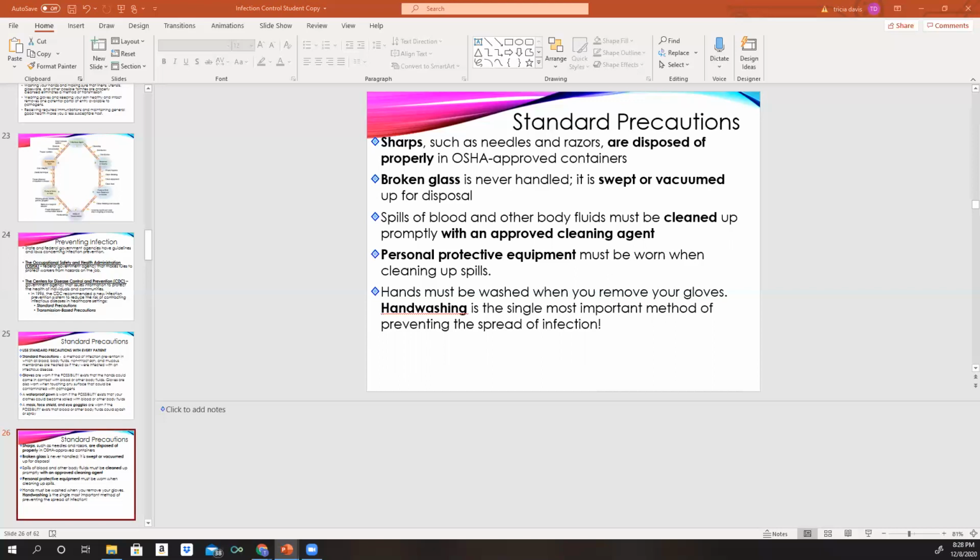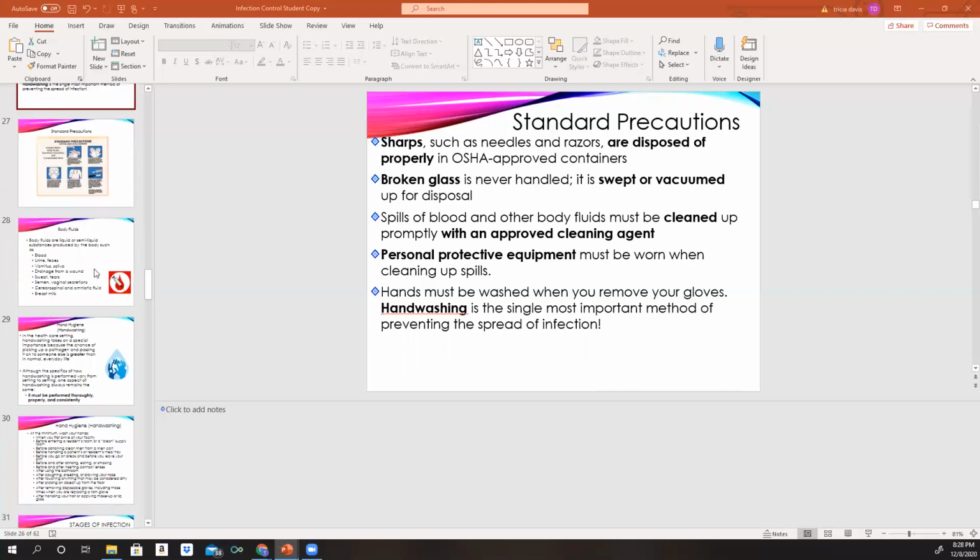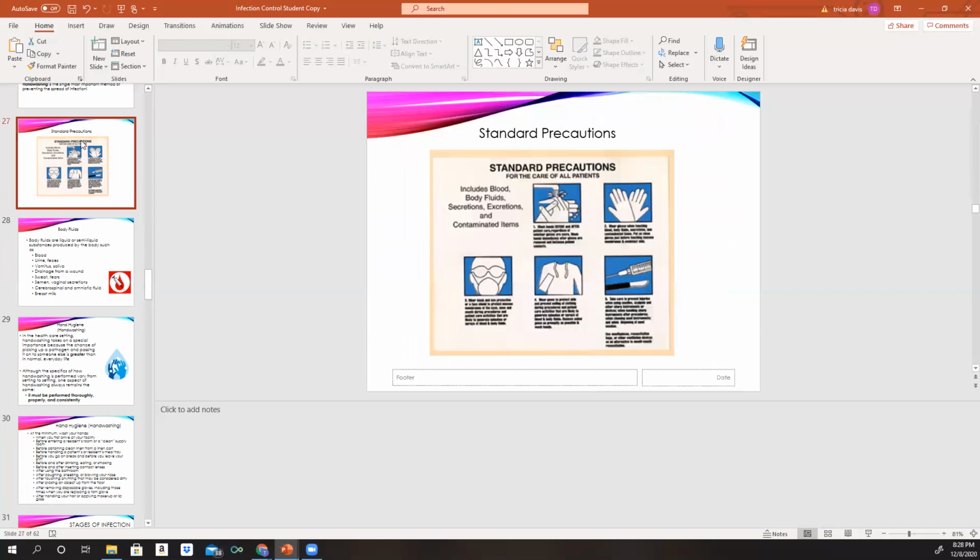And then hands must be washed when you remove your gloves. So hand washing is the single most important method of preventing the spread of infection. You notice how many times I said that, right? It's extremely important. Hand washing, hand washing, hand washing. So here is a slide that shows you about standard precautions. You can read that, it is in your book, it's in box 8-1.